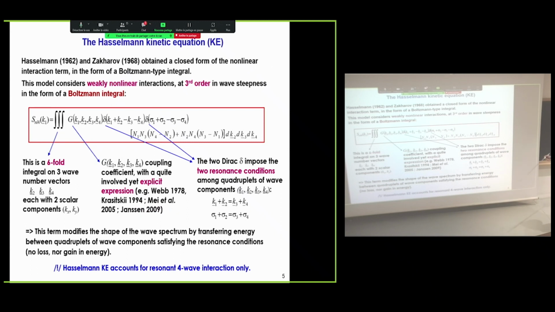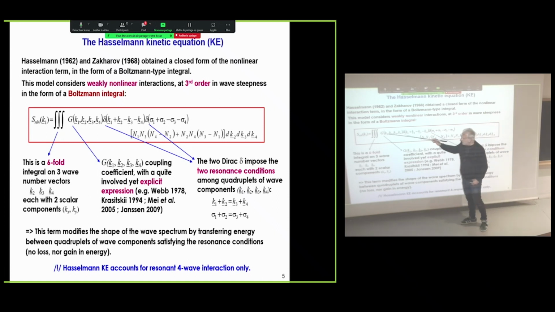The expression of this term was derived by Hasselmann and Zakharov, as already said, and it takes the form of a Boltzmann integral, describing weakly nonlinear interaction at third order. You can see that by the cubic products of the action density here, and it's a six-fold integral, because each of these integrals applies on the two components of the wave number vector. So you have kx and ky for this wave number vector, for this one and this one. In total, this is a six-fold integral, which is quite cumbersome to evaluate in practice. Fortunately, we benefit from the presence of the Dirac delta function here, which allows us to decrease the number of integrals from 6 to 3, as I will show you in a while.